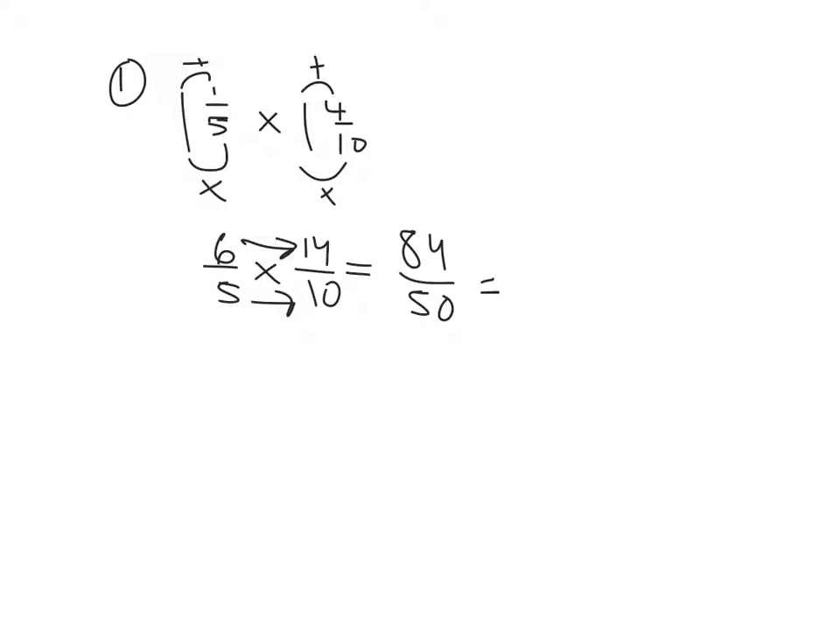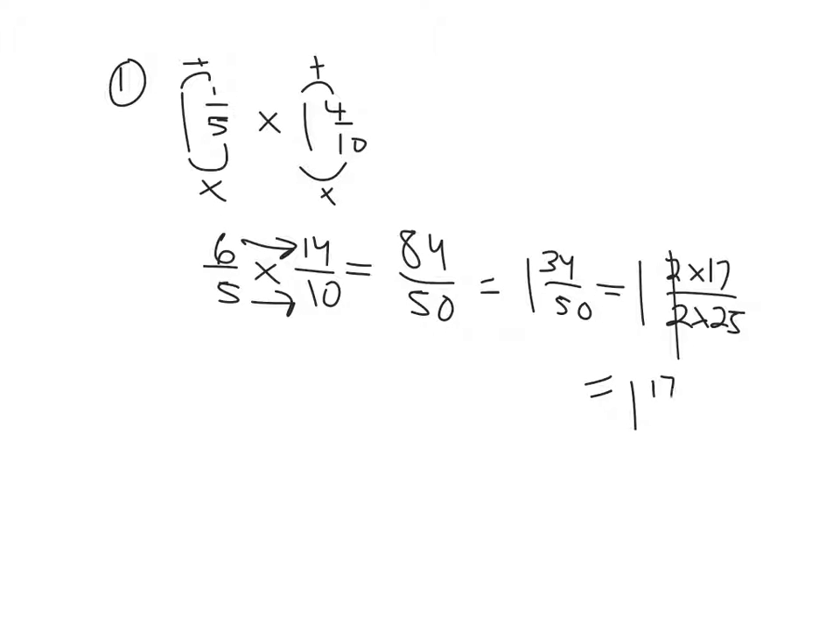All right, now 50 fits inside of 84 one time, and the remainder is going to be 34 out of 50. But in the problem, we're asked to write this in simplest terms. So we can see that 1 and 34 out of 50, well, that's the same thing as 1 and 2 times 17, right? And 50 is 2 times 25. I can cancel out my common factor, and I really have 1 and 17 out of 25.